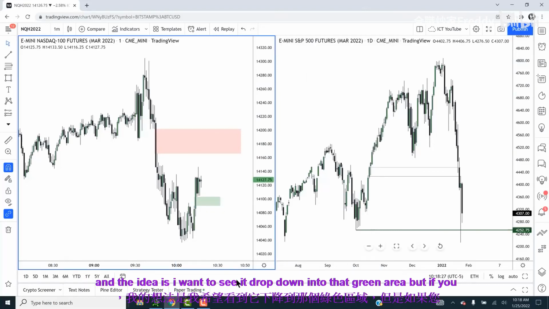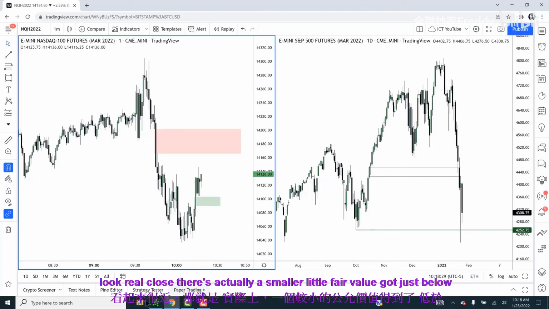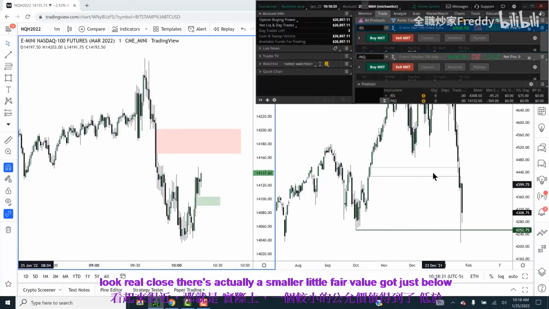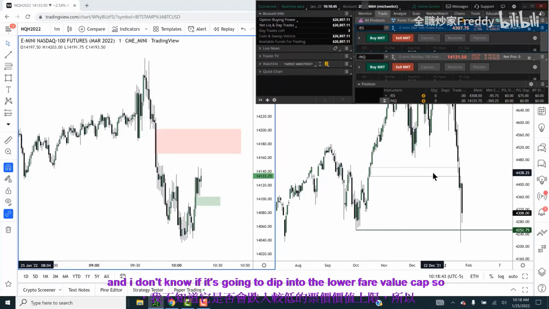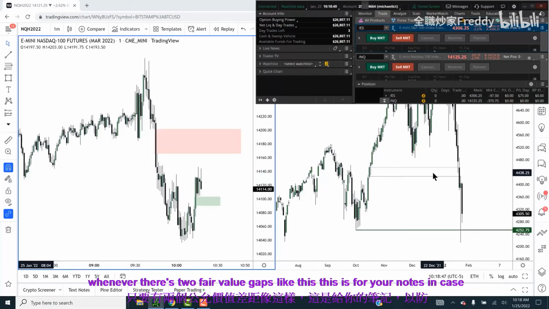And the idea is I'm going to see it drop down into that green area. But if you look real close, there's actually a smaller little fair value gap just below that green box. Okay, this is not supply and demand. The idea is I want to see it drop down to that green box, and I don't know if it's going to dip into the lower fair value gap.